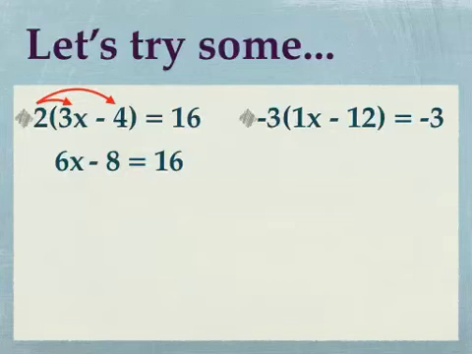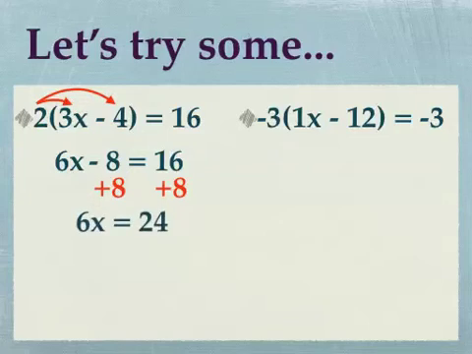Now what I need to do is solve this two-step equation. The opposite of subtracting 8 is to add 8, so I'm going to add 8 to both sides. Negative 8 plus 8 is 0, so they cancel out, and I'm left with 6x equals 24. Now I need to divide both sides by 6. And when I divide both sides by 6, my 6's cancel out, leaving me with x equals 24 divided by 6, which is 4.